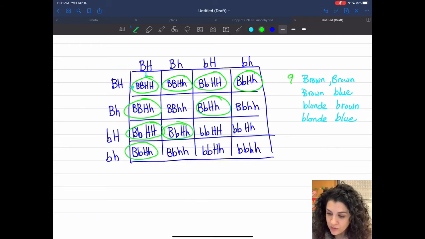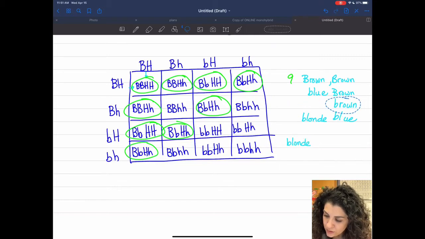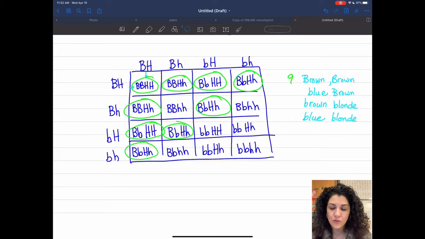So I probably should have switched these just to make it a little bit easier, because we did the color of the eyes first. So let's see, I'm going to switch these. Hopefully it's not. Okay. And then we're going to do blue eyes and blonde hair. Sorry. That'll make it a lot easier for us to find.